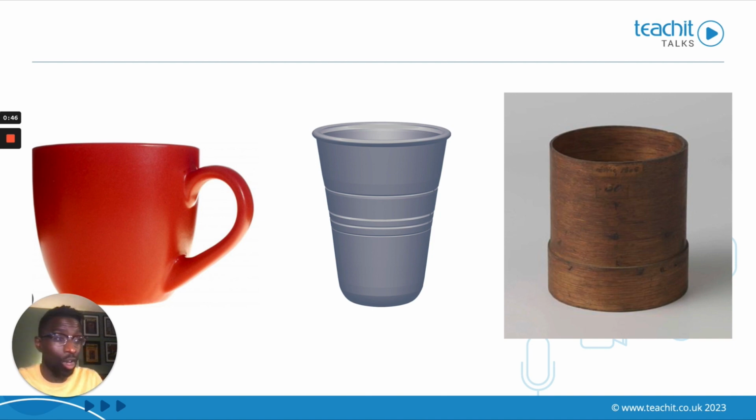So if it's something to hold really hot liquid, you might go for the mug because it's got a handle, you're not going to hurt yourself. If it's something to cater for a large number of people and to hold small amounts of water, you might go for the plastic cup and so on. If you want something that might be worth a lot of money in the future, that's better for the environment, you might go for the wooden cup.